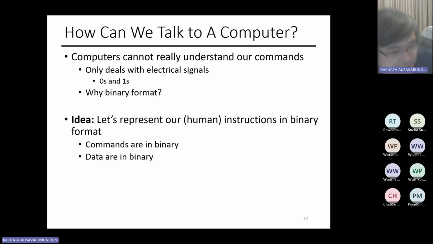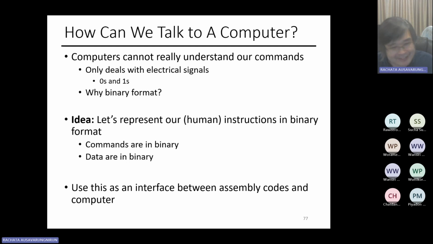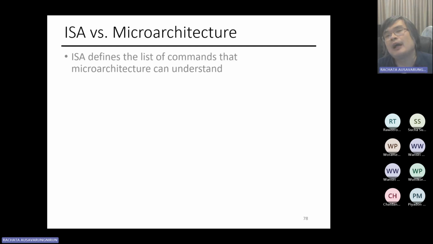So let's represent our human instructions, something that we would like to instruct the computer to do, in binary. So commands are in binary, data in binary. Conversion of the data to binary is pretty simple. You should know it by now. I mean, how do I convert a decimal number to binary? That's right. Commands, not as clear. That's what the ISA is for. So we can use this as a way to interface between assembly code and a computer. And you can think of the ISA as defining the list of commands that the computer can understand.